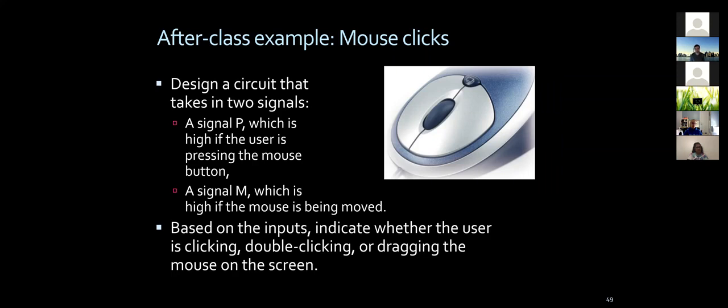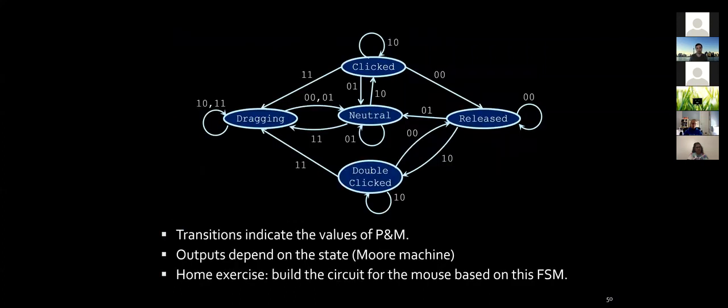Based on the inputs, indicate whether the user is clicking, double clicking, or dragging the mouse on the screen, right? So those are the states, that's your output, right? You had two inputs and you had those outputs. And essentially, I'm helping you to build this transition table so you can build a circuit out of it afterwards. So look at it.